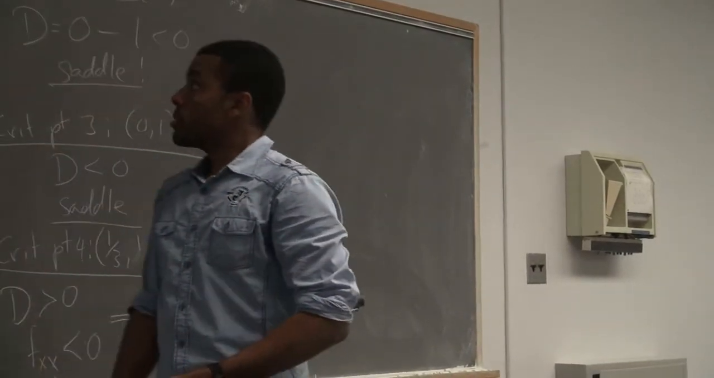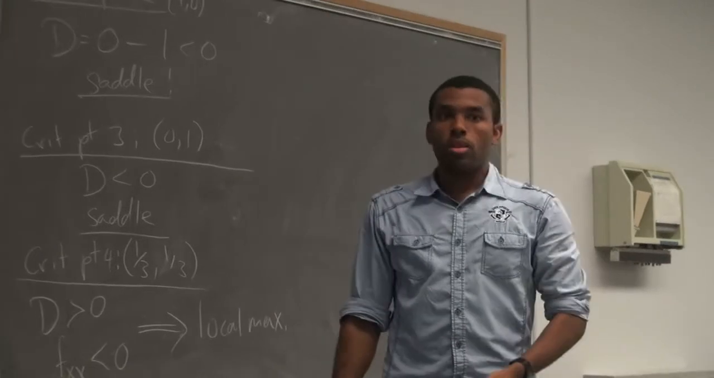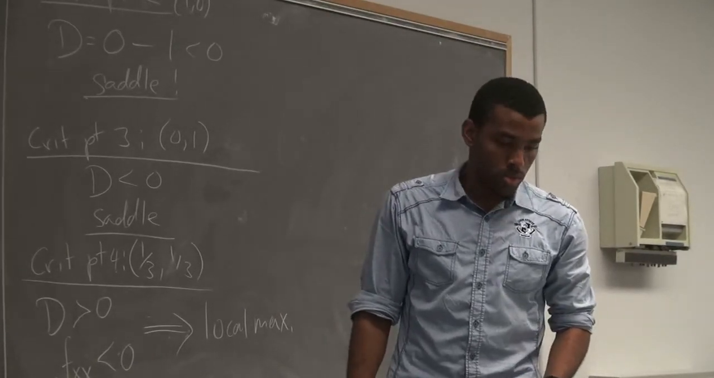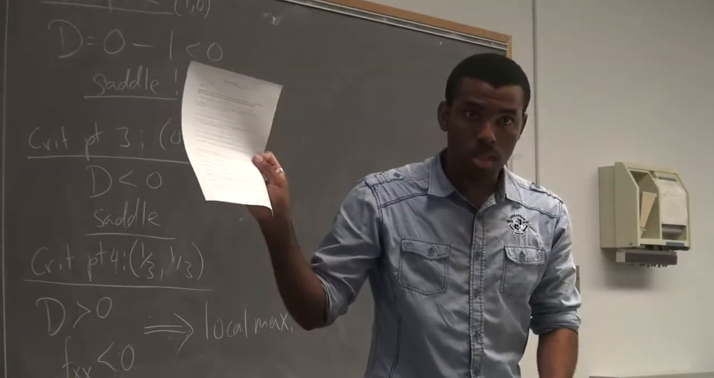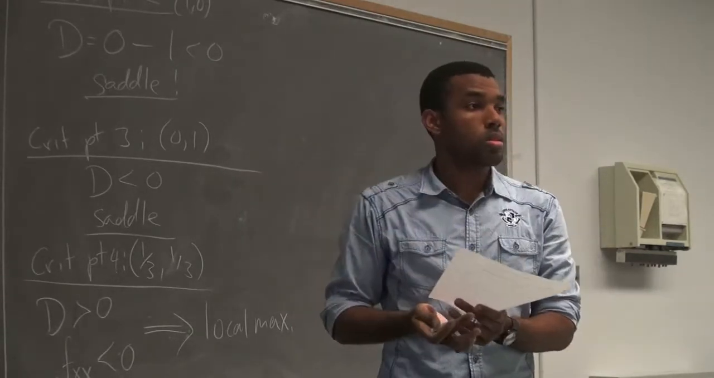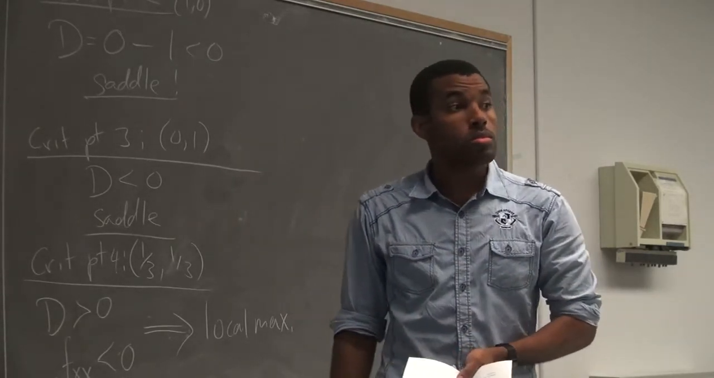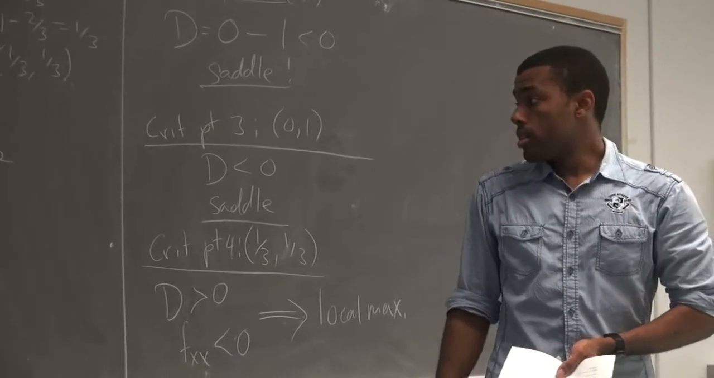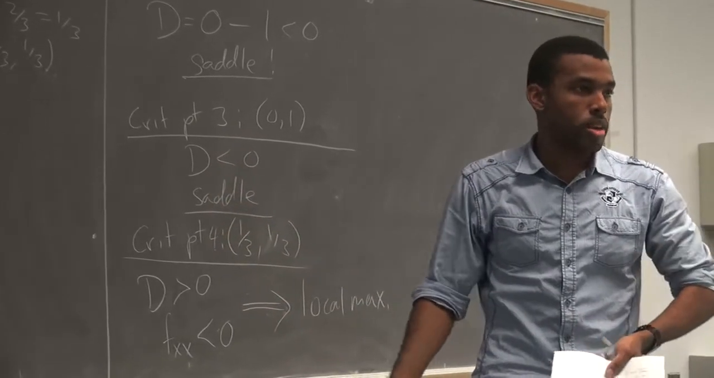Can we review how you do the rate of change? Number 4. What if D is 0? Then this test gives you no information. You have to figure it out some other way.